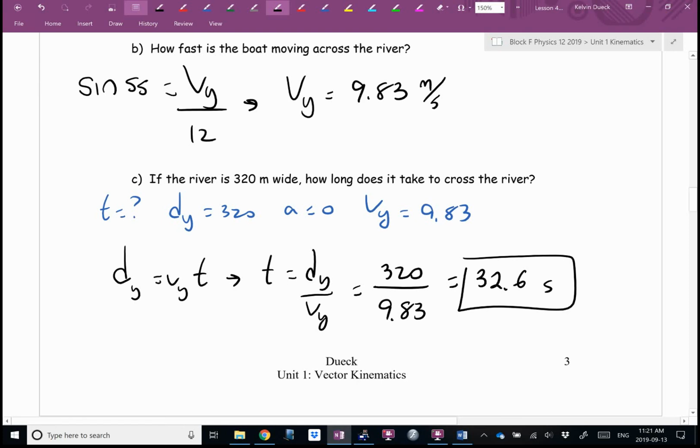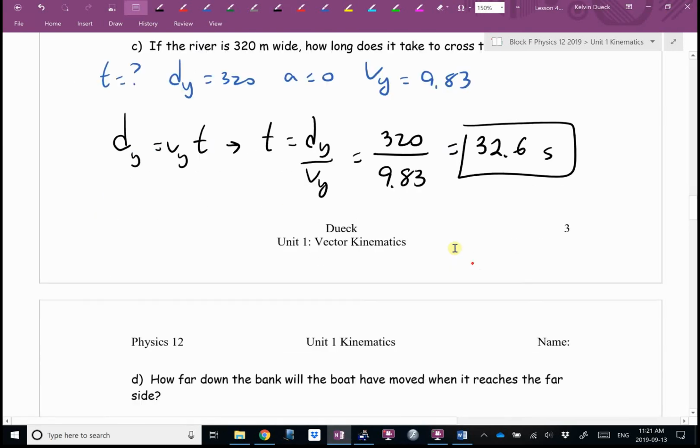Woohoo! By the way, you're going to find when we're dealing with vectors like this, a lot of our time is going to be spent finding time. Certainly for projectiles, we're going to spend most of our time finding time because it's the one thing that can go in either equation. So once you find it, the question falls apart.